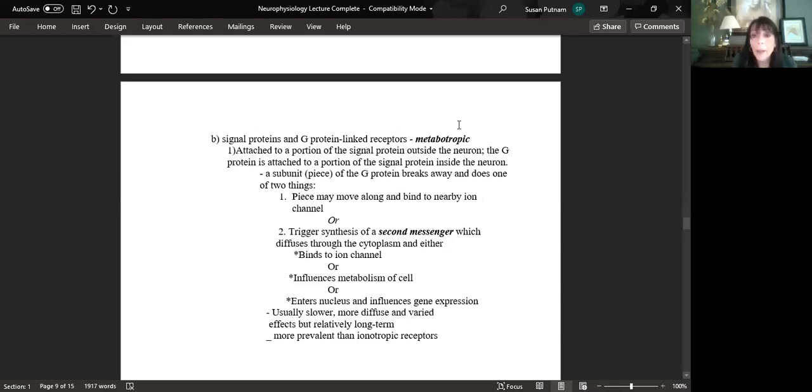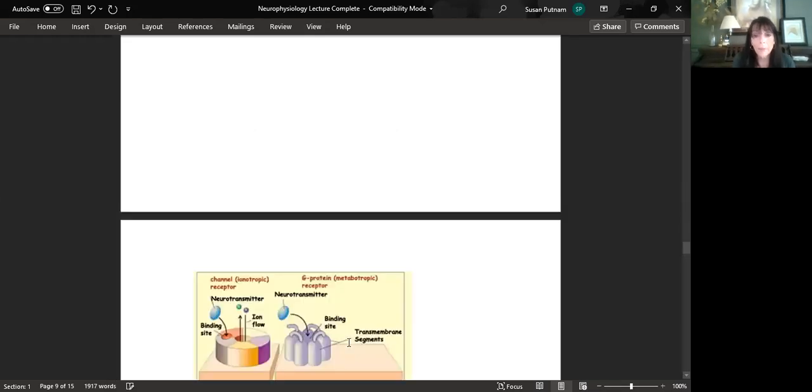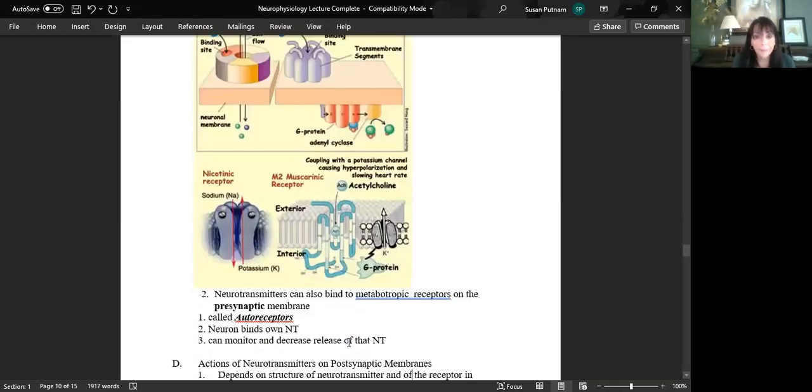Now, usually metabotropic activity is slower, but it is more diffuse and has varied effects, which are relatively long-term in contrast to those fast but short-lived effects of the ionotropic receptor. They are more prevalent than ionotropic receptors as well, okay? And we can be doing some review of that.